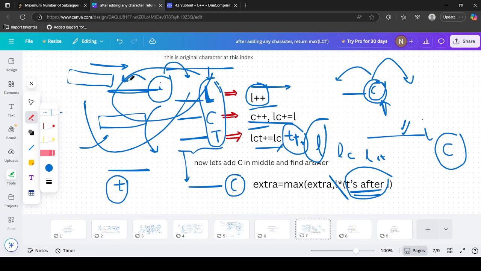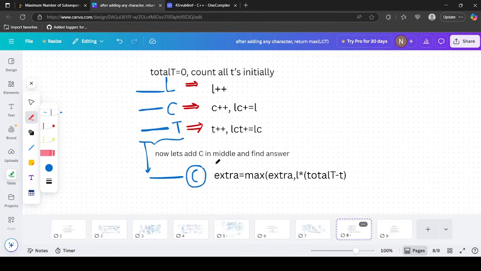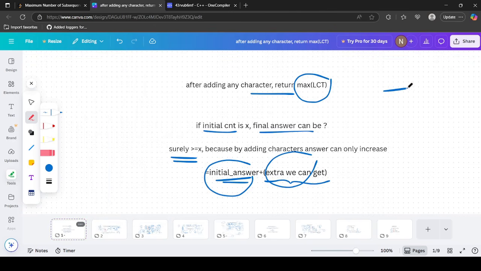So in this way at every index I we can get the count of L's before as we are computing it, and also we are able to get the count of T's after in O(1). So we are able to get the extra part for every index in O(1). We got this extra for every index, so we can simply maximize this by traversing the whole string, and then return the answer. So extra is equal to L into (total T minus T). T is the T count so far. Total T is the total count of T in the given string. And now we got the answer for adding C in the middle.